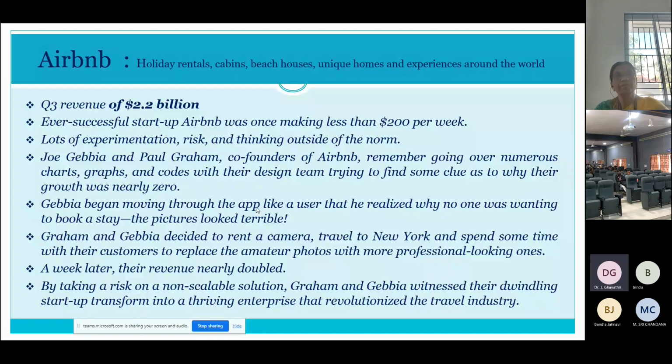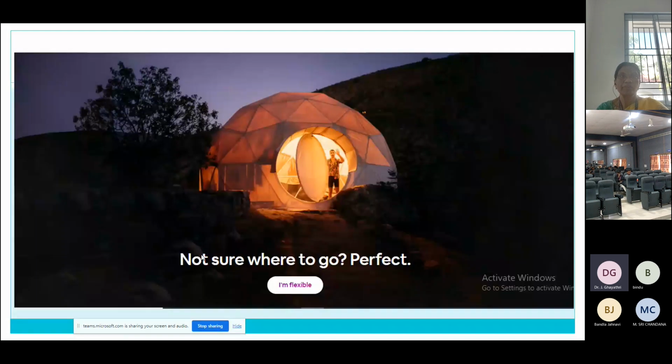So Graham and Jebia decided to rent a camera. They rented the camera and traveled to New York, spent some time there, and collected very professional photos. They replaced their amateur photos and enhanced their site. After that, they got a very successful business, and now they are earning billions and billions of dollars through this app. So this is their screen.